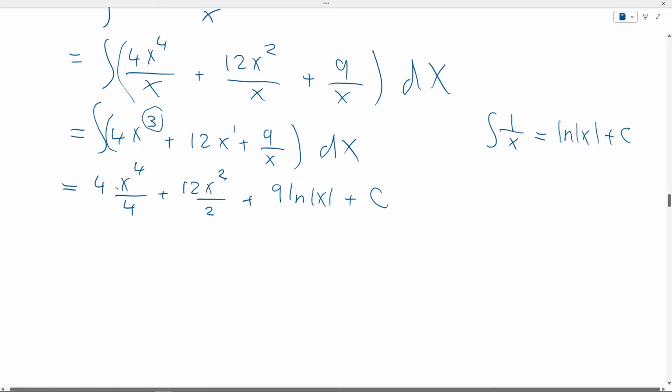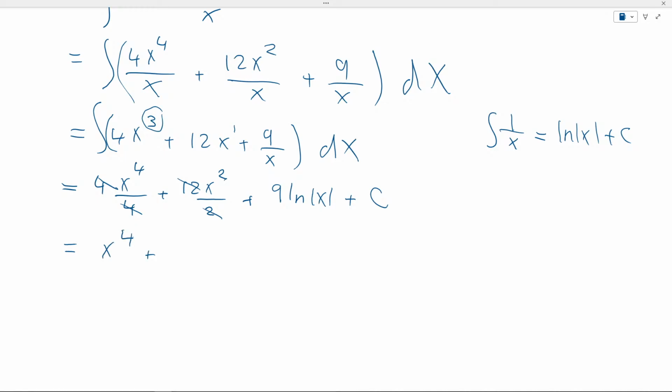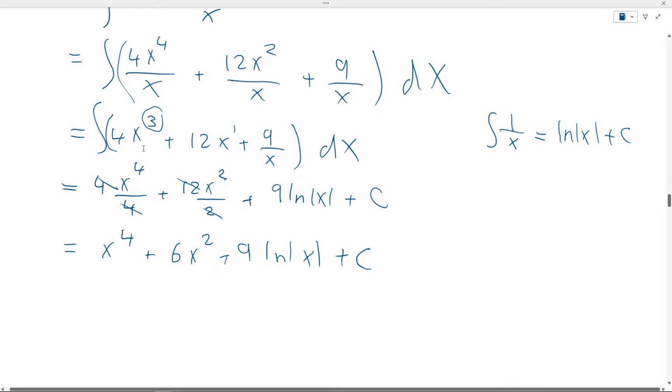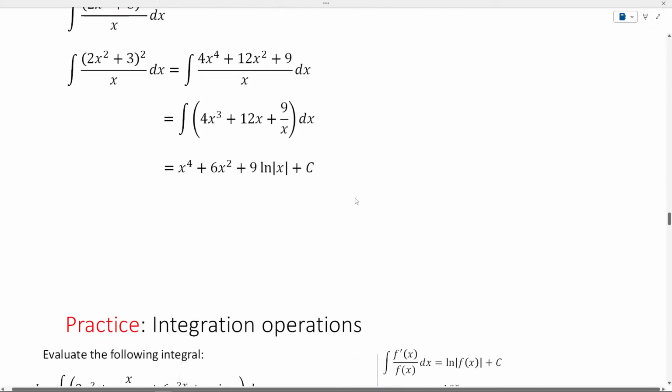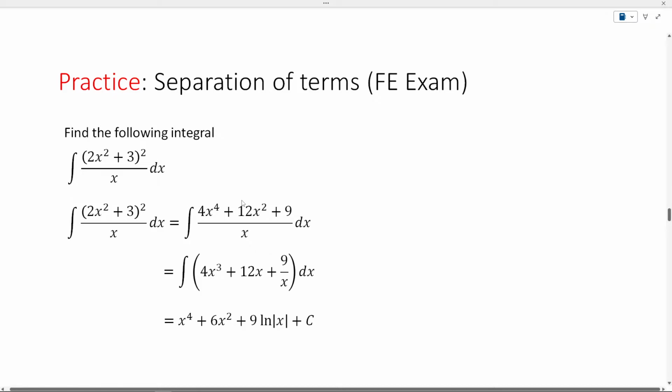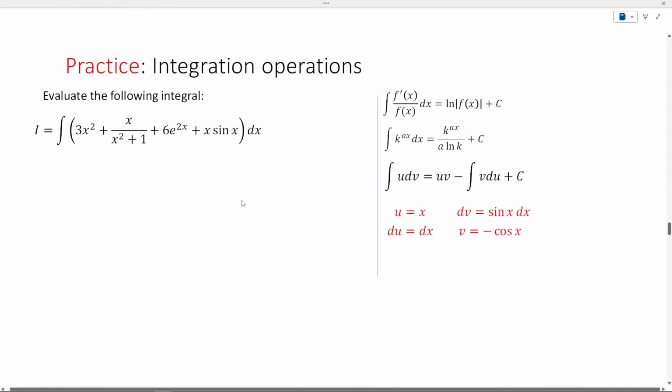So this can go away with this, and this can go away with this. My final answer will be x to the power 4 plus 6x squared plus 9 ln x plus the constant. Did I do something correct here? Let's check the answer. Yeah, it looks similar. So if I did this correctly both times, then the answer would be like this.